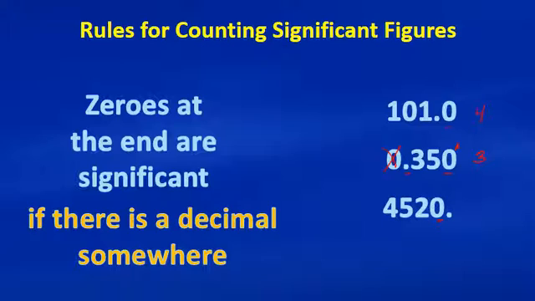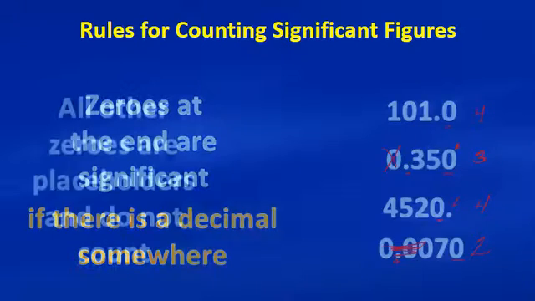This zero is at the end of the number. There is a decimal point. Therefore, the zero is significant. So we have 4 sig figs. Last but not least, zeros at the end are significant if there's a decimal point somewhere. These 3 don't count for significance. They're not at the end. So this one has 2 sig figs.